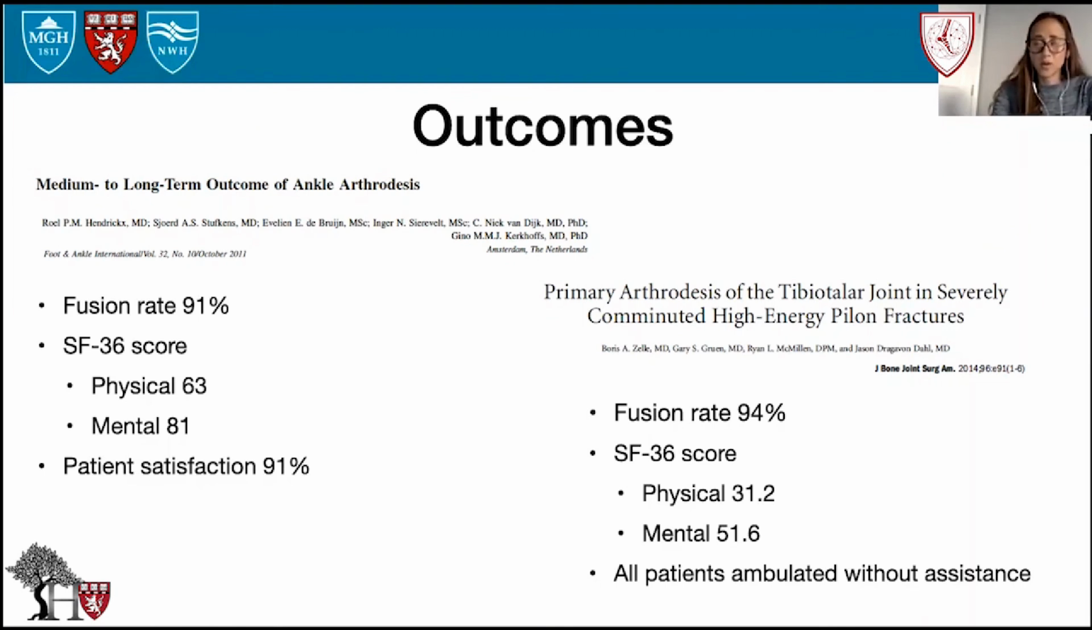The functional scores were slightly better in those that require an ankle arthrodesis for a different cause than a pilon fracture, but still the functional outcomes of these patients are not that bad, especially when we are facing patients that were involved in polytrauma or any severe high energy trauma. In general, the satisfaction rate is also more than 90%. So I think this talks really positive about the procedure.